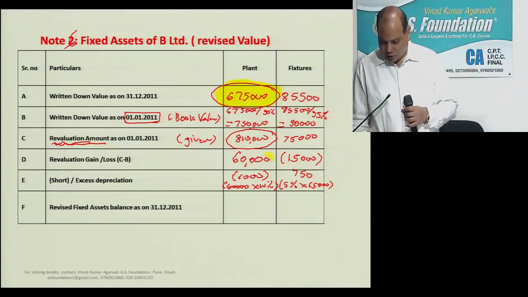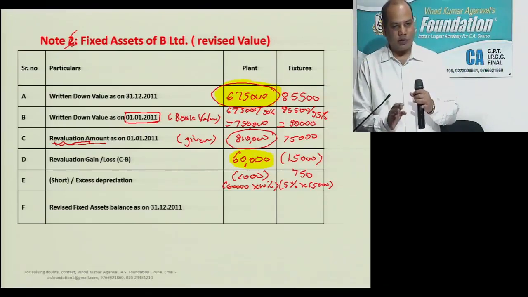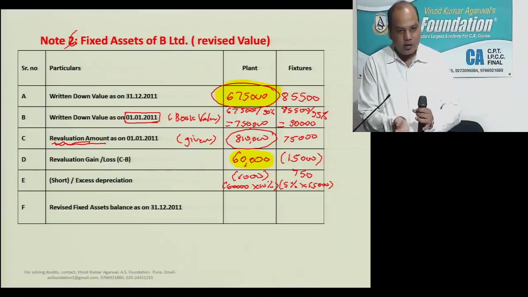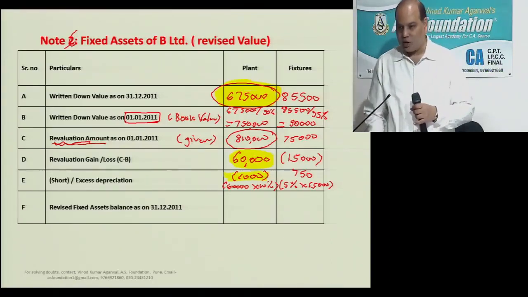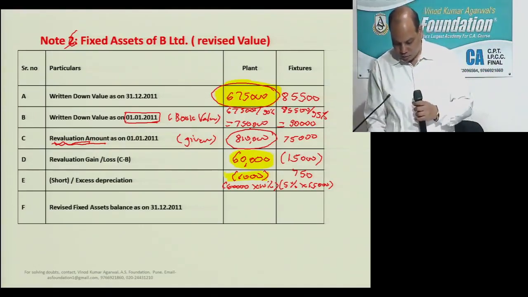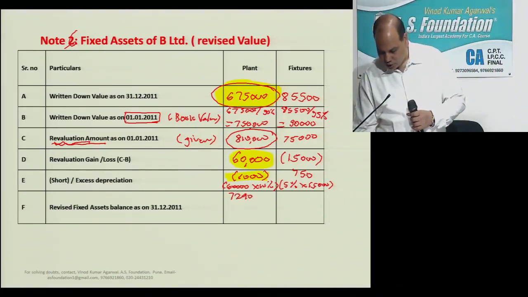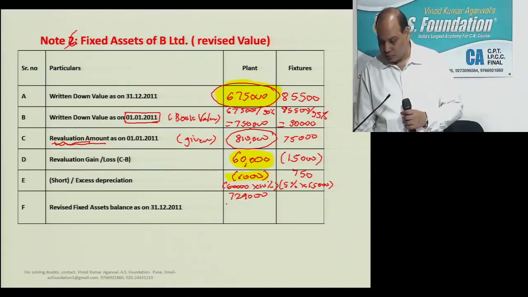I am going to pass an entry for appreciation: fixed asset account debit to revaluation reserve account. So fixed asset value will increase by 60,000. And then I am going to pass an entry for short depreciation: P&L account debit to fixed asset account 6,000. So the answer is 7,29,000. Yes. Now for that you write one working note. My book value is 6,75,000 plus 60,000 minus 6,000.